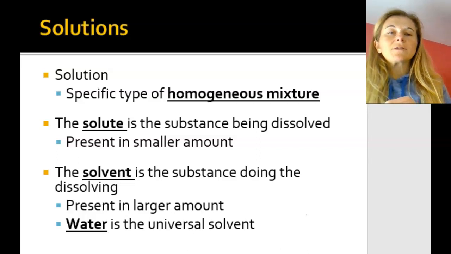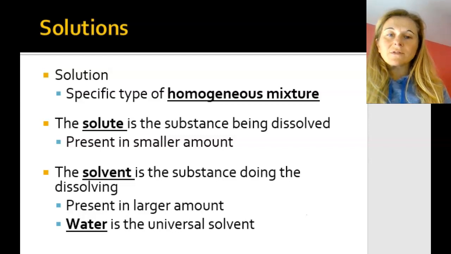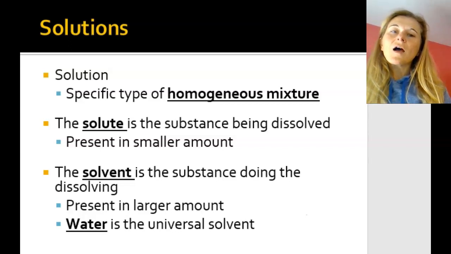There are two parts to a solution, the solute and the solvent. The solute is going to be what is dissolved in the solvent. Solute is present in smaller amounts than the solvent. Some real life examples of this is when we go to put sugar in our tea or coffee. Sugar is going to be the solute. Coffee and tea are going to be the solvent. Coffee and tea are basically water, right? So that coffee and tea is going to dissolve that sugar into the solution.